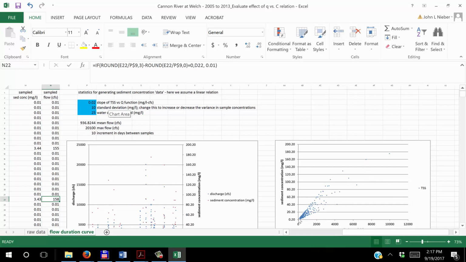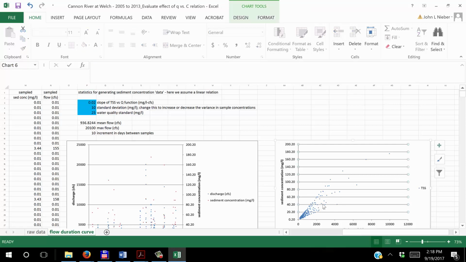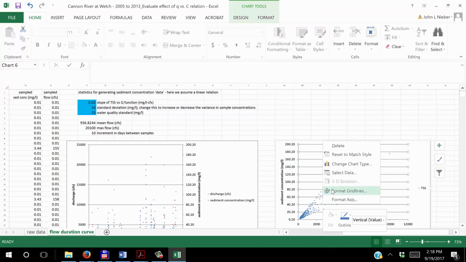So with the standard deviation of 10 milligrams per liter, you can see instead of a perfect straight line, which would go from the origin on up at a slope of 0.02, we have a variation, and the variation is a function of the magnitude of the flow. So you can see that there's quite a big spread of the data around the best fit line. So I could put a trend line through here, and I'll do that here.